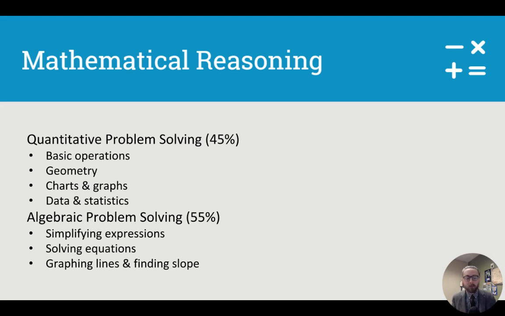And the other big category is algebraic problem solving. And that's variables, linear equations. You're simplifying expressions, solving equations. Solving equations means finding the value of a variable, finding a missing value, graphing lines, finding slope, doing linear equations, doing functions. Those are all under the category of algebraic problem solving. So it's not quite 50-50. It's 45 quantitative, 55 algebraic. I don't know why they didn't just make it 50-50, but you can expect to find a pretty decent mixture of both of those topics.